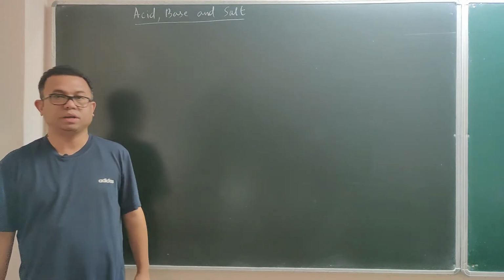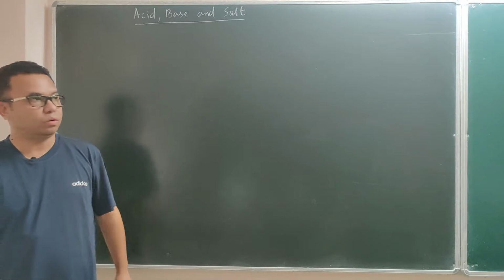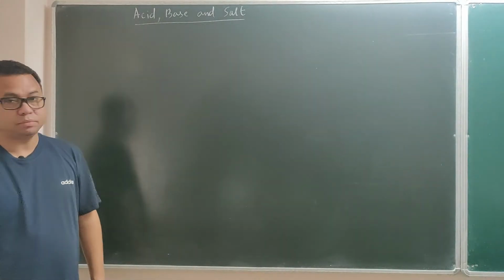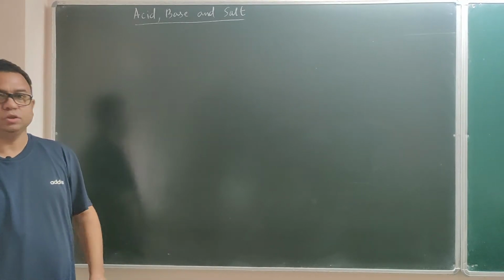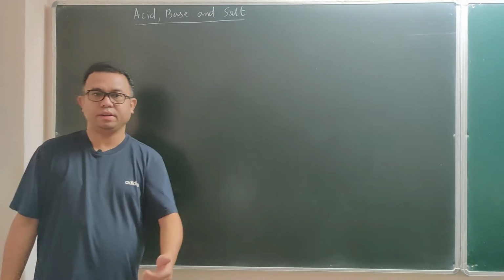We have finished with the first two chapters, periodic table and chemical bonding. Now I am going on to the third chapter, acid, base and salt. This chapter has a lot of reactions. You need to practice these reactions. The first two chapters did not have any reactions.